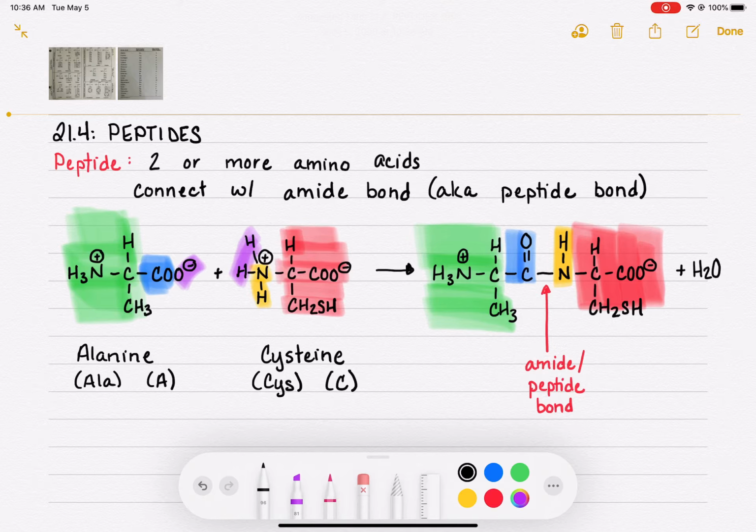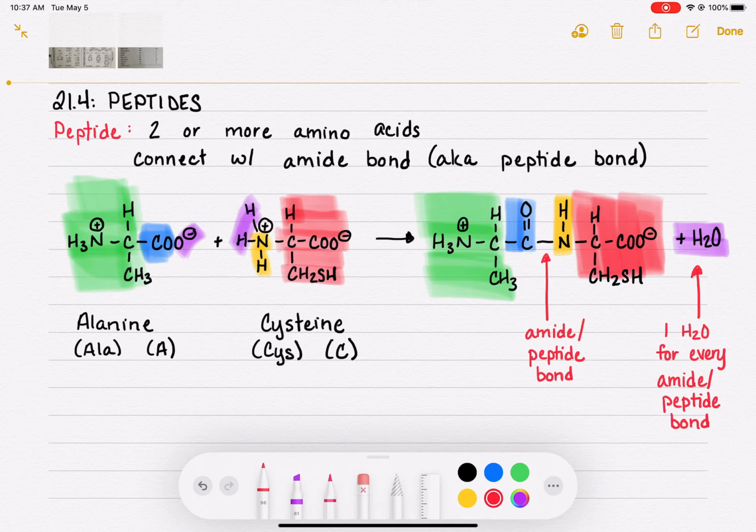That makes water. So every time we connect 2 amino acids together to make a peptide, for every amide bond or every peptide bond that we make, we are also producing 1 water molecule. So we're going to get 1 H2O for every amide or peptide bond. And again, that water, that H2O, is coming from the oxygen and the hydrogens from the original amino acids that are not being incorporated in the peptide.